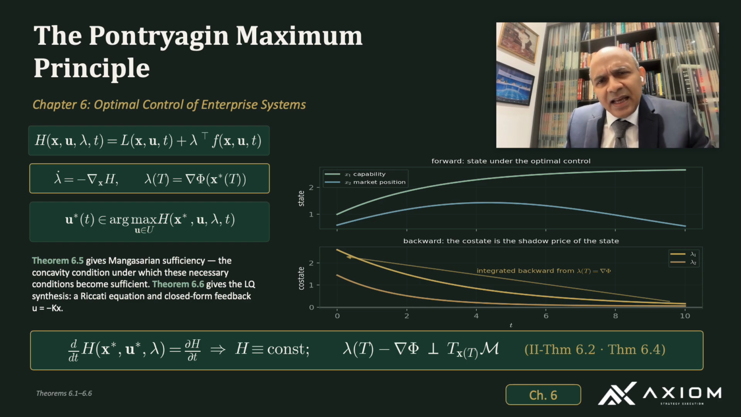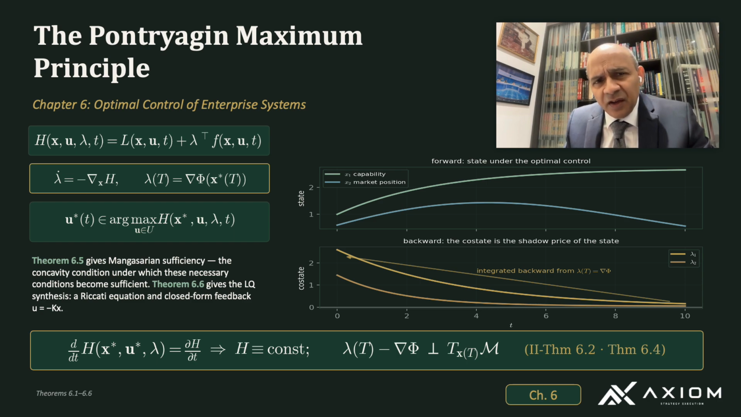The costate is uniquely determined backward from the terminal condition and aggregates the future marginal value of the current enterprise state, weighted by the linearized state transition dynamics. Theorem 6.4, transversality. The terminal costate is determined by the terminal objective and any endpoint constraints, and if the ending time is itself a decision, optimality requires the total marginal value rate at termination to be 0.